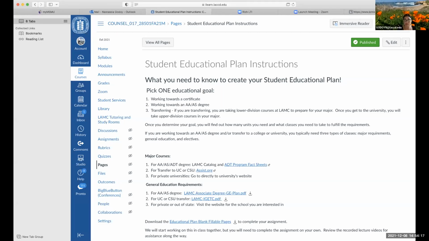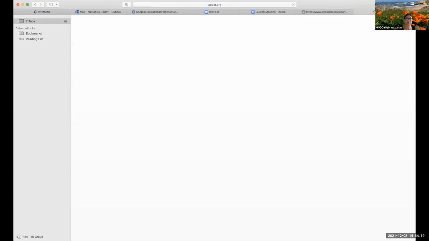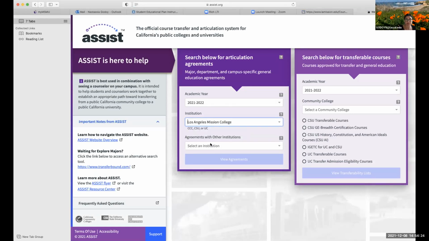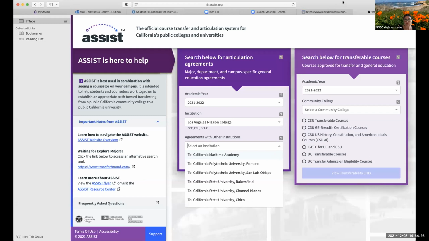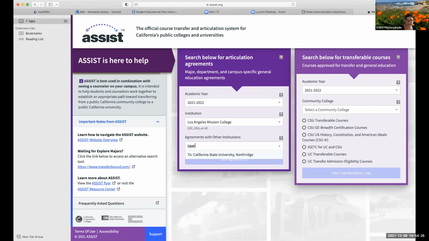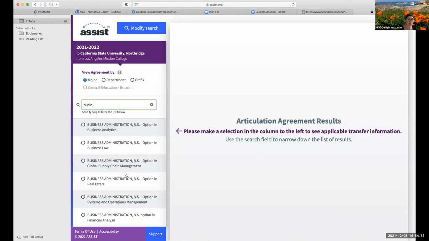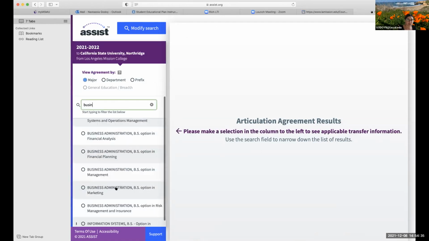So where do I find this information? Well, if I did the discussion fully last week, I can look at that information. If I didn't and I need to go back and check assist, that's what I'm going to do right now. So let's do it again together. I'm going to go to assist.org. I'm transferring from LA Mission College. I want to go to CSUN, and I want to do business administration, and I'm interested in marketing.